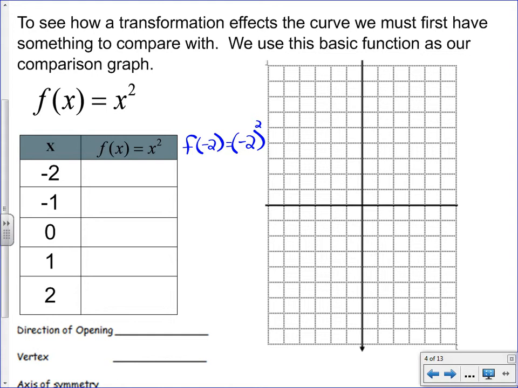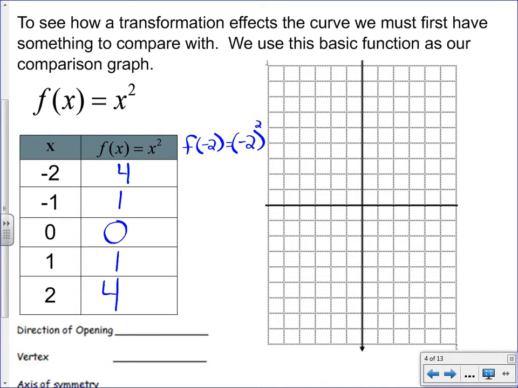Okay, what do I get when x equals 2? What's f at -2? What do I get for that? Zach? Good? F at -1, what do I get for that? Robbie? F at 0, what do I get? F at 1? F at 2?